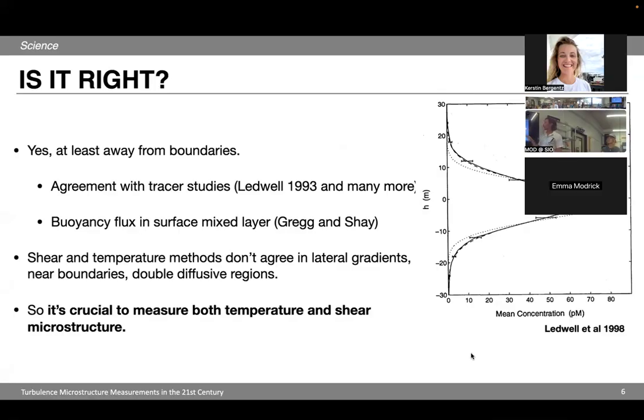So that's good. But again, in the surface mixed layer, there's another trick, which Ankita's paper is kind of dealing with: if you know the buoyancy flux in the surface layer and there's no real shear, then that all has to be dissipated. And so that's another way that you can check these methods.